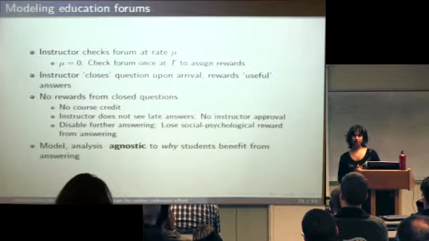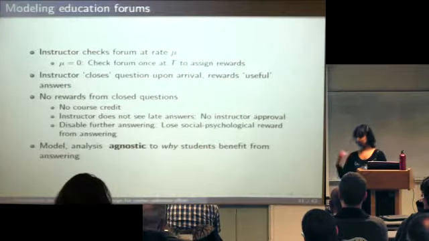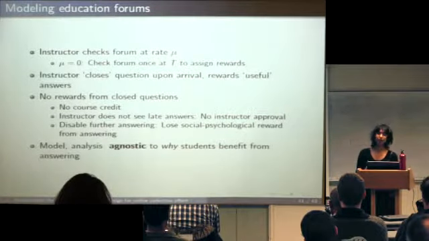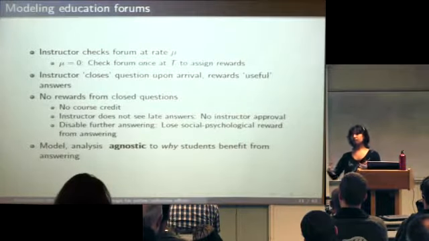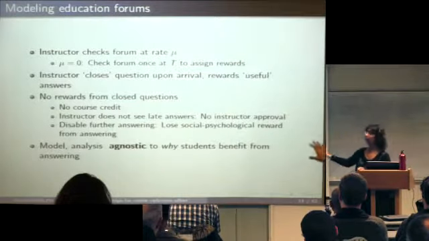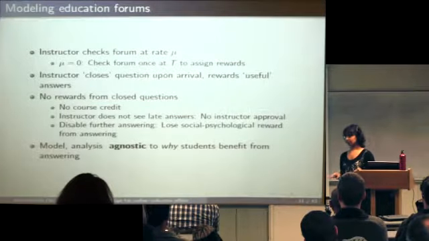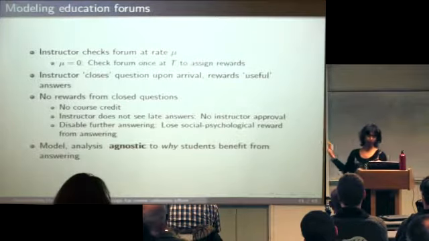And this could be for multiple reasons. Either it is that, if I was giving you course credit, I'm not going to give you course credit if you answer after I arrive. It could be because I'm not going to see answers that are posted on a question after I've already checked that question once, and what you're looking for is my approval as an instructor. It could be because I disable further answering as an instructor, and now I can't post an answer, and therefore my fellow students can't thank me for it. It could be for any reason, and the model and analysis that we're talking about is completely agnostic as to why students derive benefit from answering. It doesn't really matter to the model and the analysis.